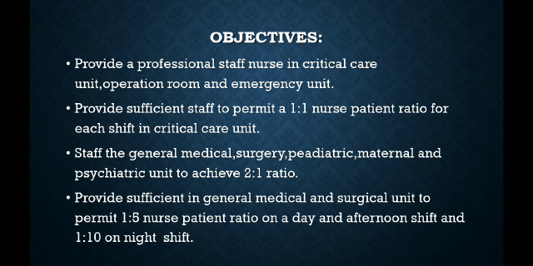The objective of staffing the unit is to provide professional staff nurses in the critical care unit, operation room, and emergency unit. Provide sufficient staff to permit a 1:1 nurse-patient ratio for each shift in the critical care unit. Staff the general medical, surgical, pediatric, maternal, and psychiatric units to achieve a 2:1 ratio, and provide sufficient staff in general medical and surgical units to permit a 1:5 nurse-patient ratio on day and afternoon shifts and 1:10 on night shift.